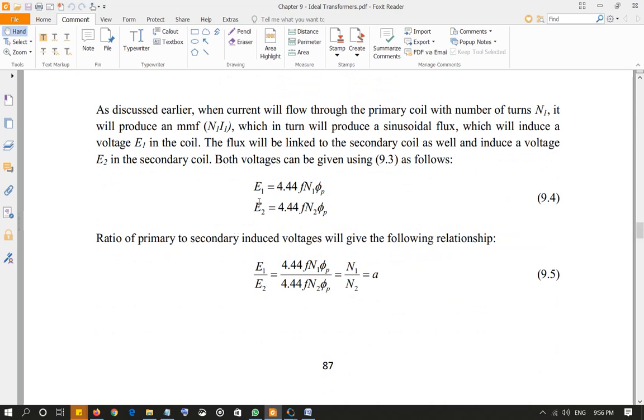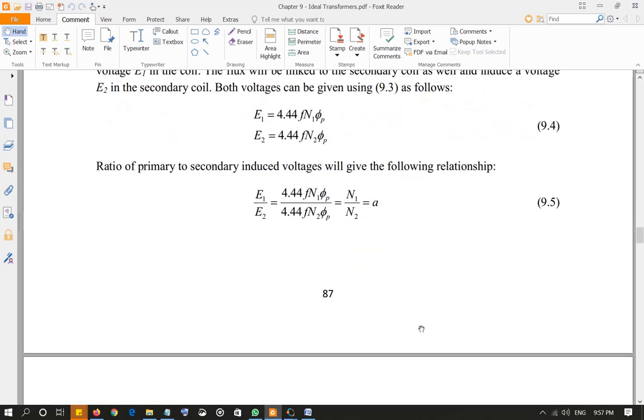Now if we take the ratio of E1 and E2, then 4.44 f and phi p will cancel each other, and you are going to get N1 over N2. So the ratio of the RMS voltage or the peak voltage between the primary and the secondary side is the turn ratio. This is called the turn ratio, and it is generally represented by lowercase a. So E1 over E2 is N1 over N2, and that's the basic relationship of transformers, so make sure you remember that.